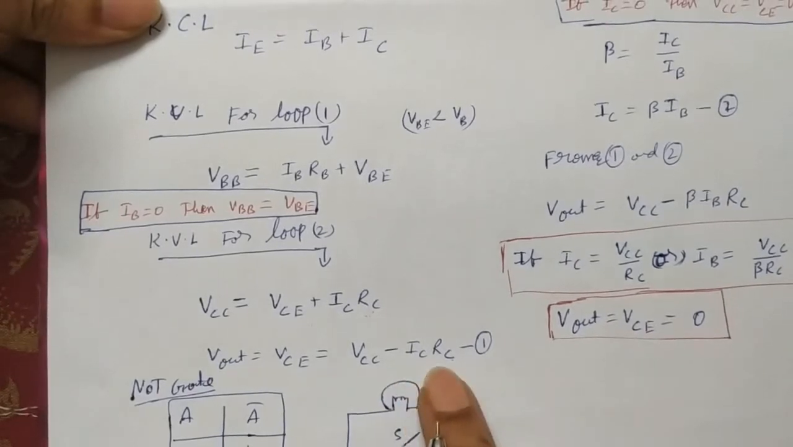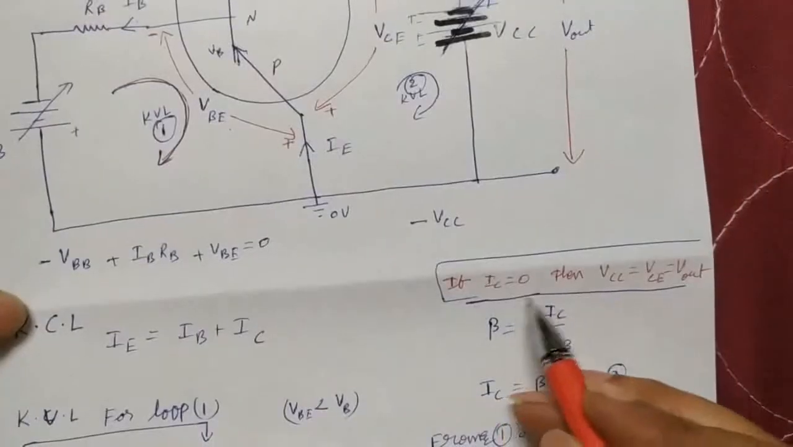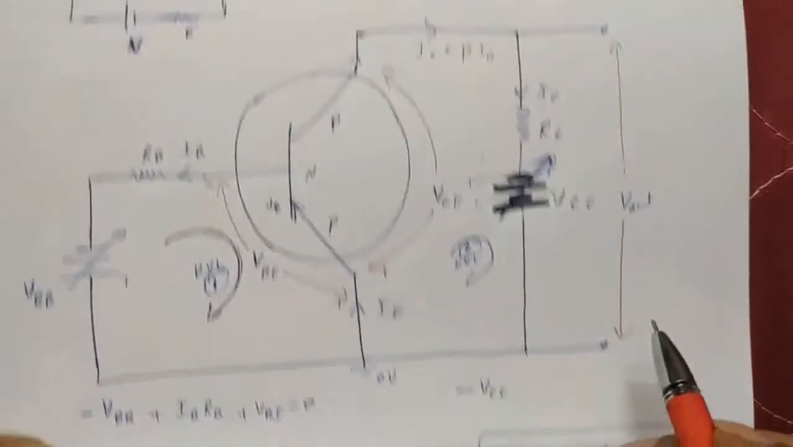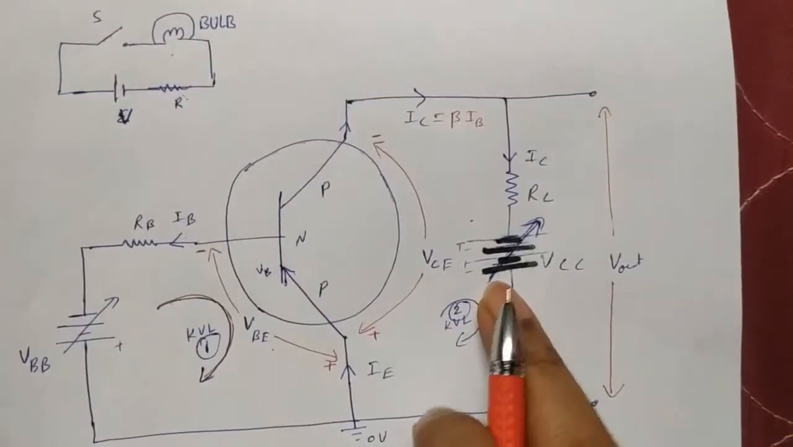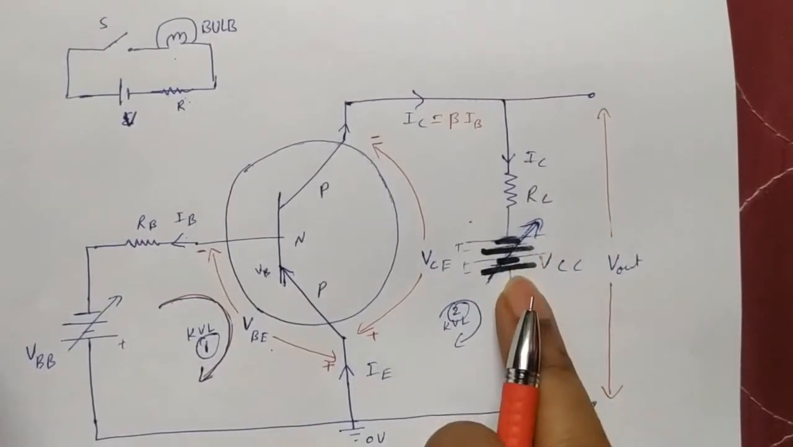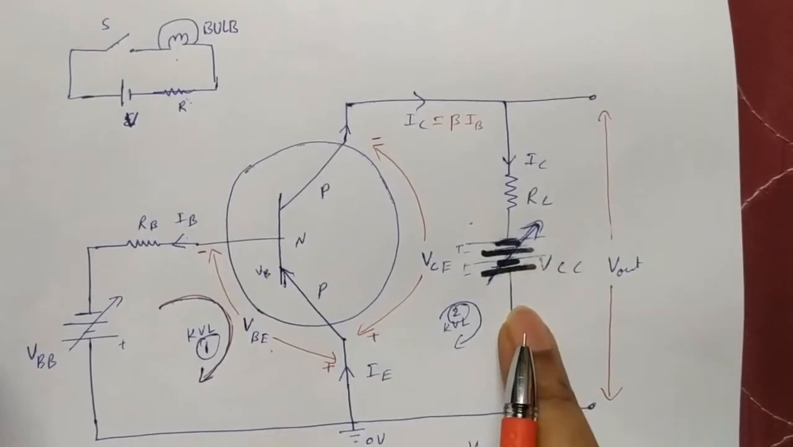So V out we can write as VCE, which is equal to VCC minus ICRC. Suppose IC is 0. If IC is 0, what do you get? VCE equals VCC. Whatever the potential, if IC is equal to 0, then VCC equals VCE equals V out. It means whatever potential is applied here comes completely across the cell, and no potential drop is there. If a potential drop is not there, what do you say? It is not working. Why?